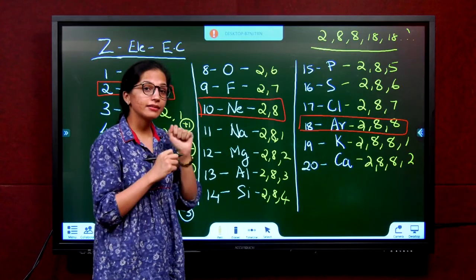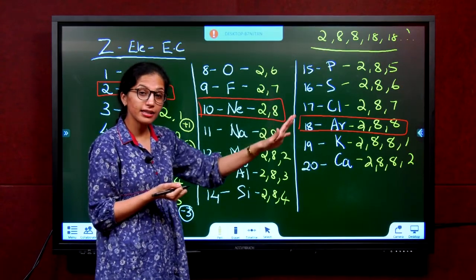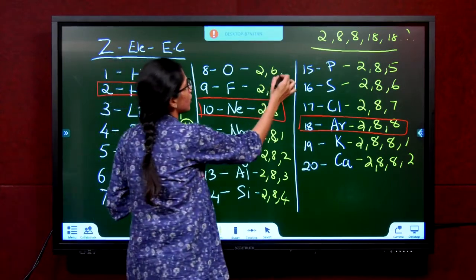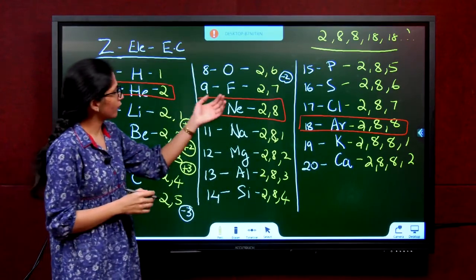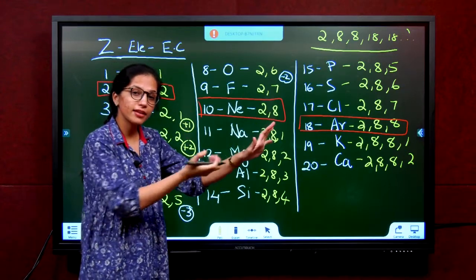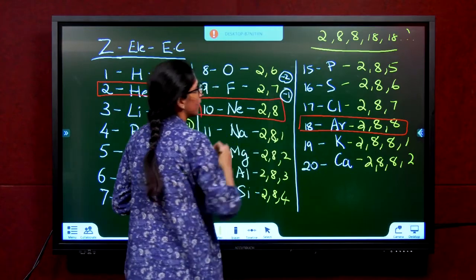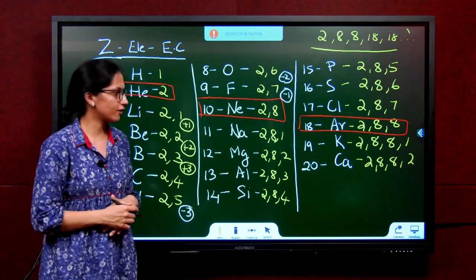It can either give 6 electrons or take 2 electrons. Give 6 or take 2. Which is better? Take 2. So it takes 2, becomes -2. Fluorine, give 7 or take 1. Take 1 is easier. So -1. The valency, what I have written in the circle, is the valency of that.